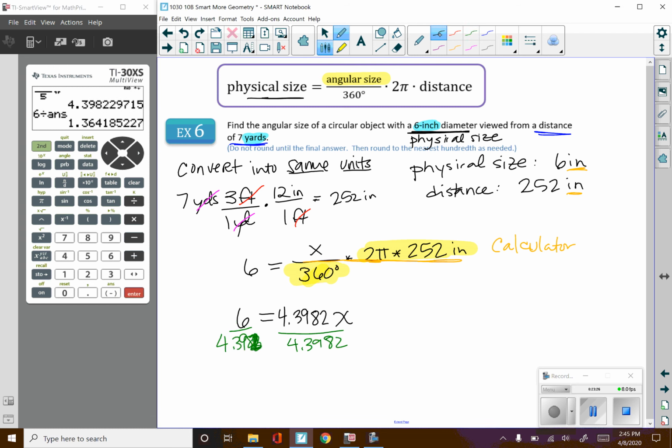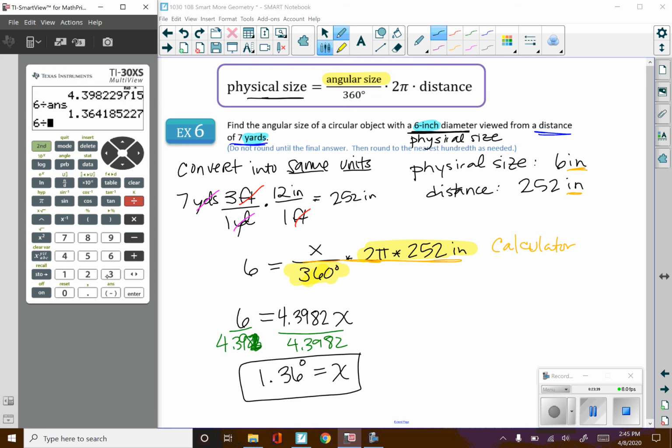So we get 1.36, and it does say round to the nearest hundredth, and that is our angular size. If you had typed it in, it probably would have been okay with that many decimals. Yeah, so it's probably fine. All right, so that's how to calculate angular size. A little bit trickier to get the angular size than the physical size.